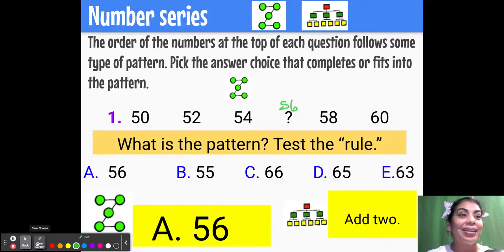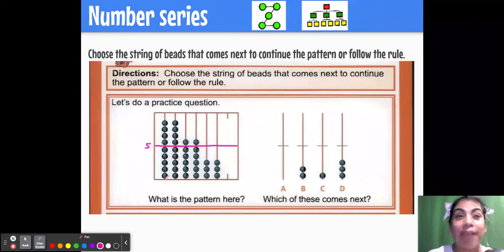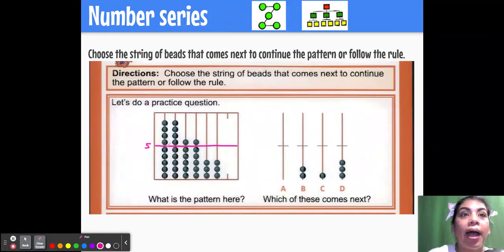Okay. So there's one more example for a number series, and that's the beads. I love the beads. So in this one, it's the same concept. You have a pattern. This line right here just lets us know that you've got 5 beads right there. So it just makes it faster for you to count. So if this is 5, and then 6, 7, 8, 9. So I know I have 9 beads here, and then I have the same number in the next string.